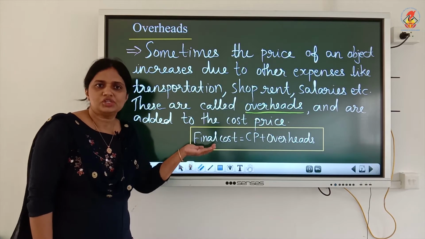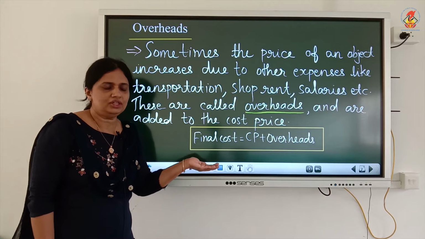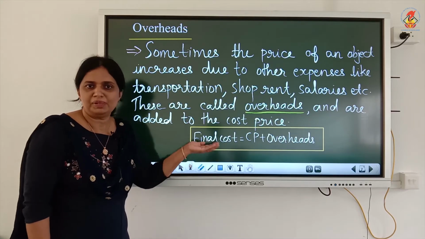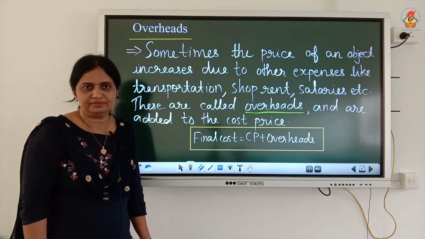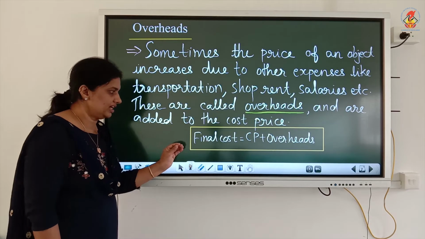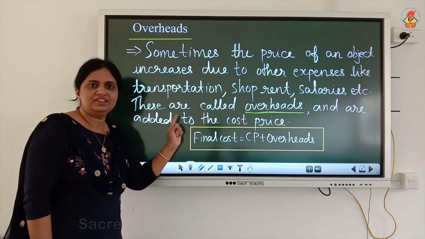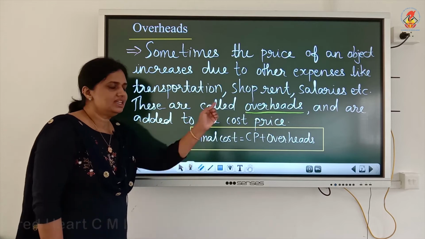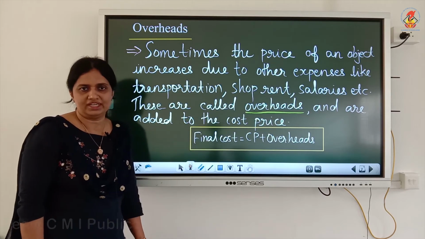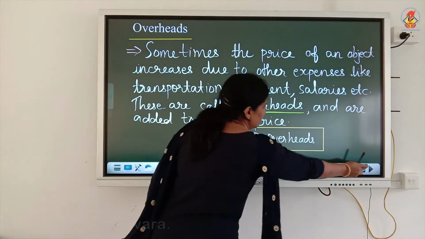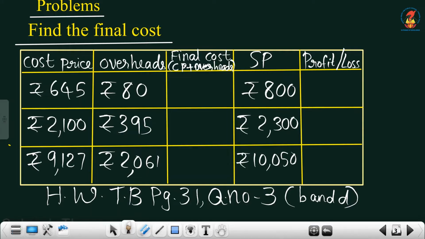Whose? The shopkeeper's. He needs to add all these overheads to what? The cost price of the objects. Is it clear? If overheads come, we need to find the final cost there. That final cost formula is CP plus overheads. Is it? Then I will explain with problems.